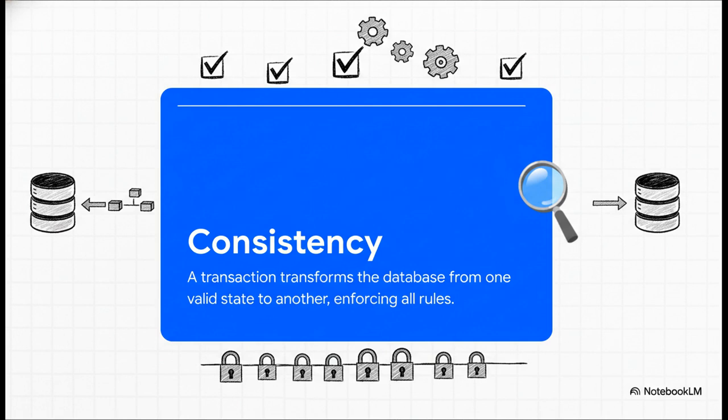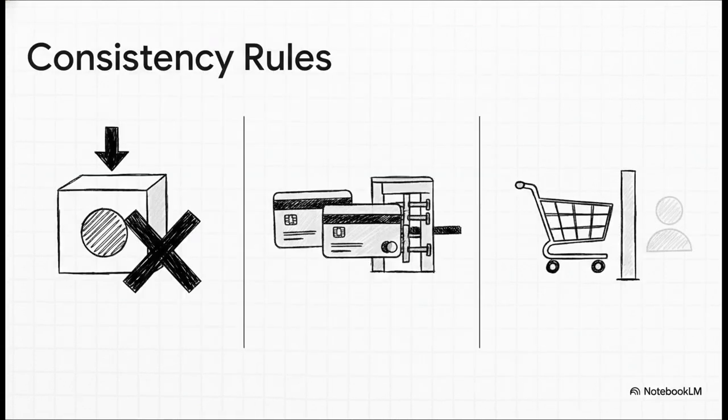Think of it as the system's own internal logic check. It's constantly asking itself, does this make sense? And it does this using what are called constraints. For example, you can set a rule that your inventory stock can never be a negative number. That just doesn't make sense, right? Or another rule, every single payment has to have a totally unique ID.